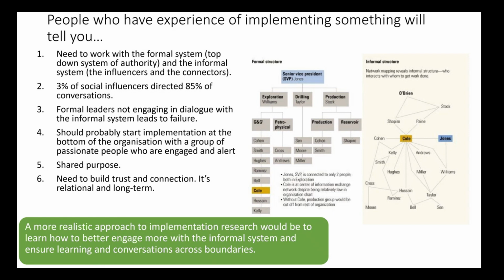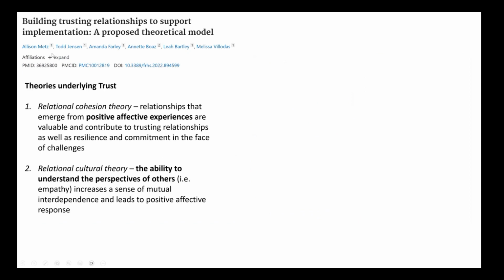more with the informal system and ensure learning and conversations across boundaries. So, and this is the kind of papers we're seeing building trusting relationships to support implementation. This is where Alison Metz came up with a theoretical model for this, and they showed it did kind of work. And there are these underlying theories around trust, relational cohesion theory, relationships that emerge from positive affective experiences are valuable, contribute to trusting relationships, as well as resilience, commitment. And to understand others' perspectives can lead to this kind of mutual interdependence and positive effect.